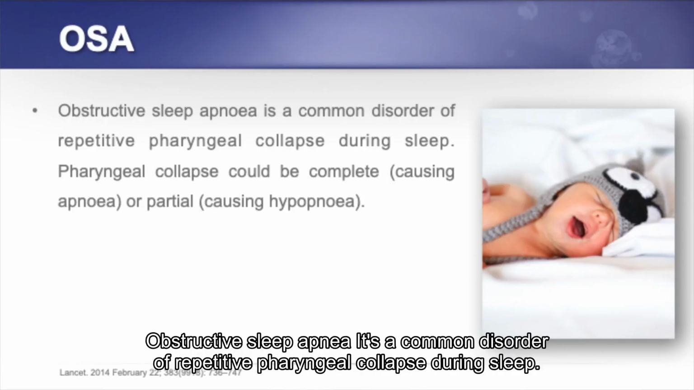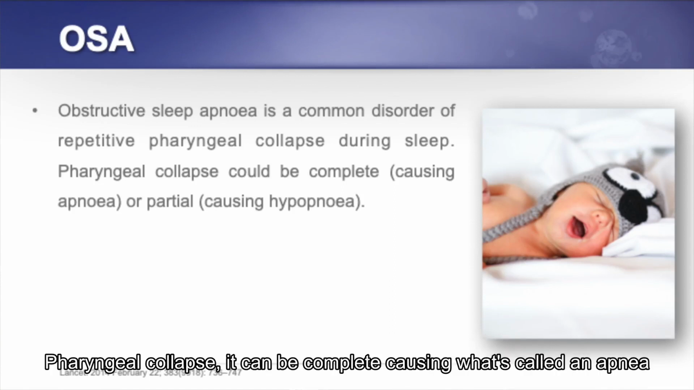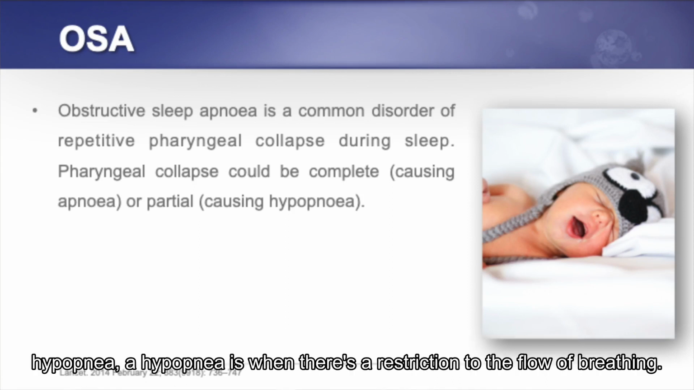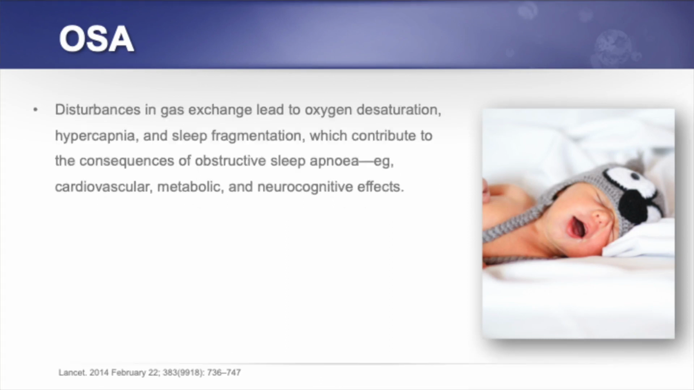Obstructive sleep apnea is a common disorder of repetitive pharyngeal collapse during sleep. Pharyngeal collapse can be complete, causing what's called an apnea. So basically an apnea is when we stop breathing for periods of 10 seconds or more. Or a partial collapse of the airway is a hypopnea. A hypopnea is when there's a restriction to the flow of breathing.